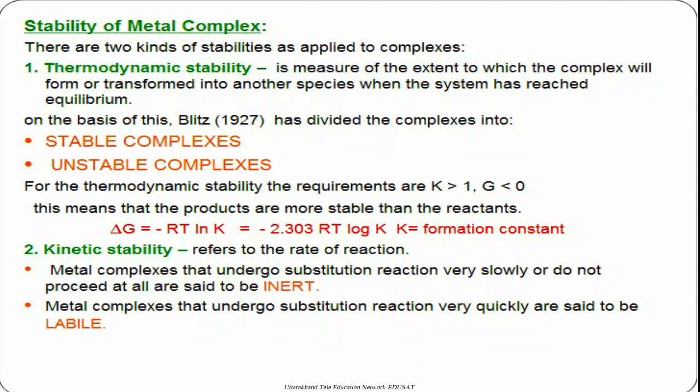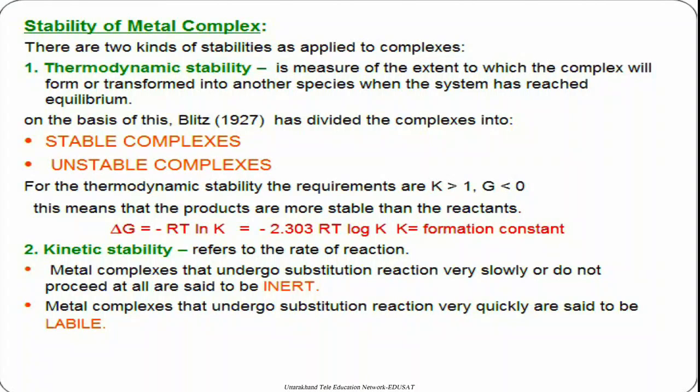This means that the products are more stable than the reactants. That is, delta G is equal to minus RT ln K, where K is called the formation constant. The formation constant is represented by the bond energy, and its stability also reflects its formation constant.